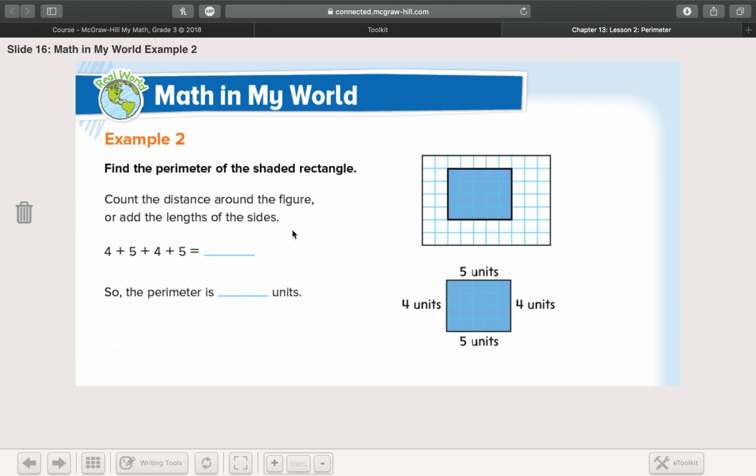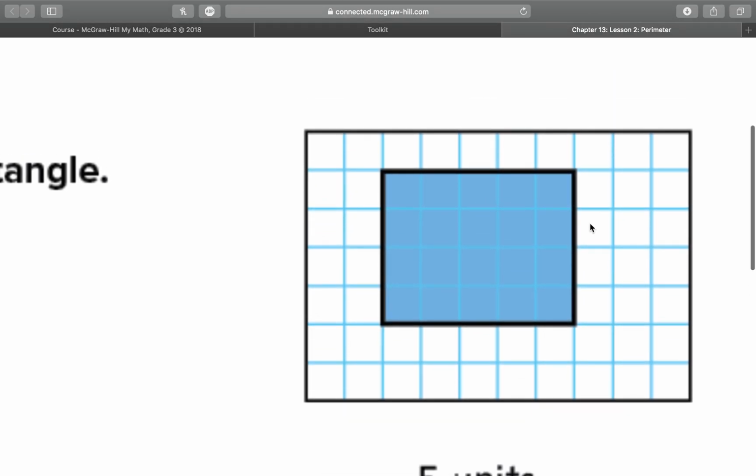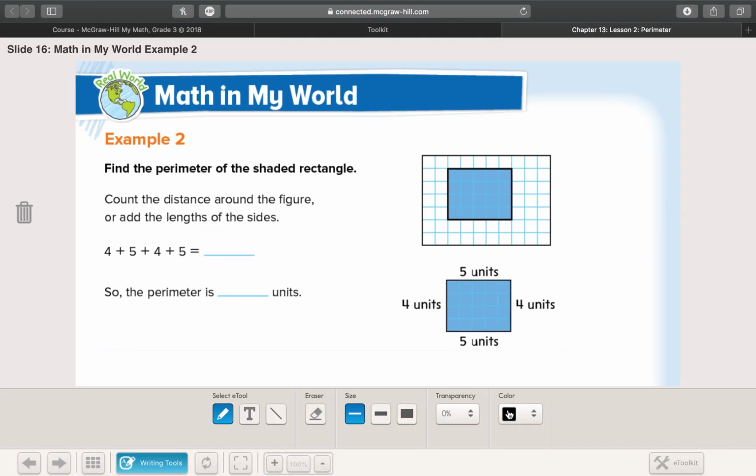Example 2. Find the perimeter of the shaded rectangle. They want us to count the distance around the figure and then add the lengths. So this time, they just showed us a picture. They didn't tell us how long each of these are, but what they want us to do is count the units. So I'm going to get a little marker here to show you what to do with these ones.